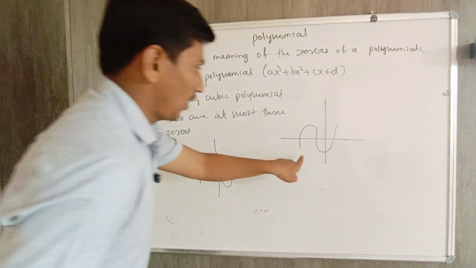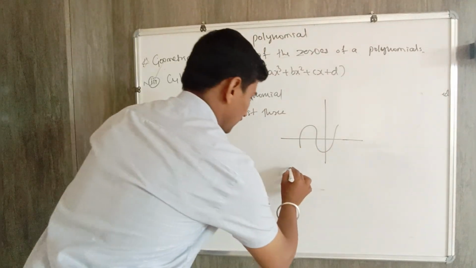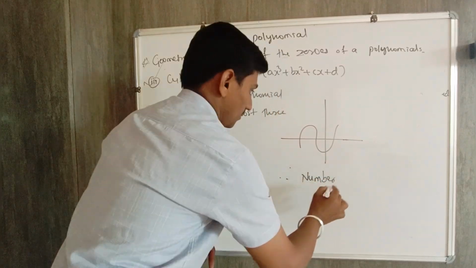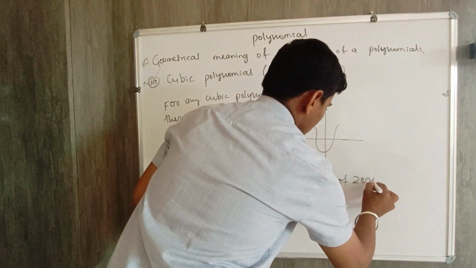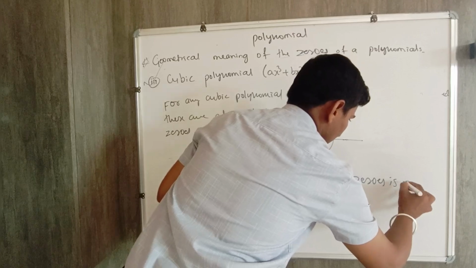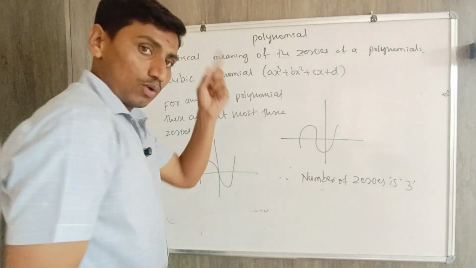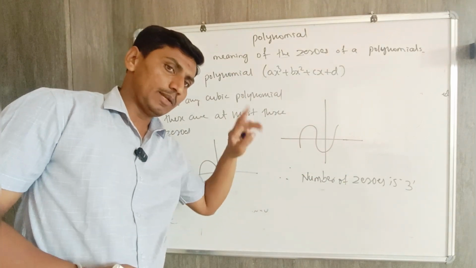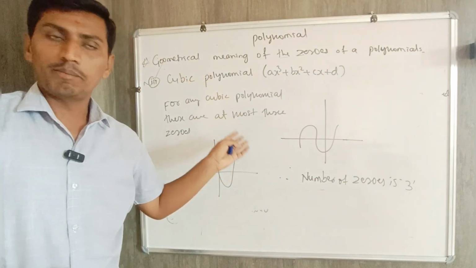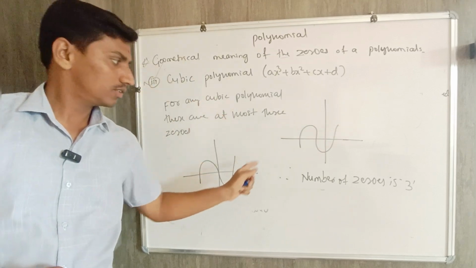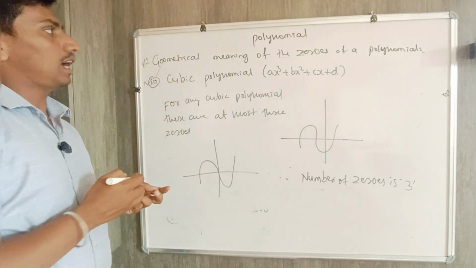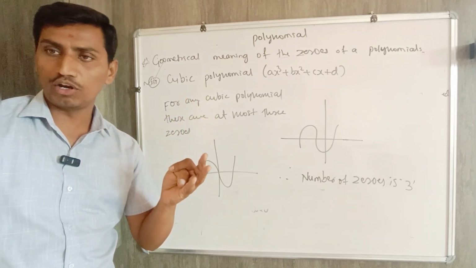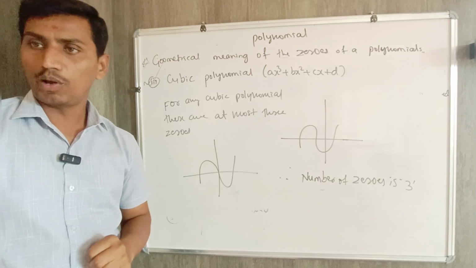So you can write here: the number of zeros is 3. And in a quadratic polynomial, the number of zeros is 2. In a linear polynomial, the number of zeros is 1. So this is the geometrical meaning of the zeros of a polynomial. The first one is a linear polynomial, the second is a quadratic polynomial, the third is a cubic polynomial. Note down.